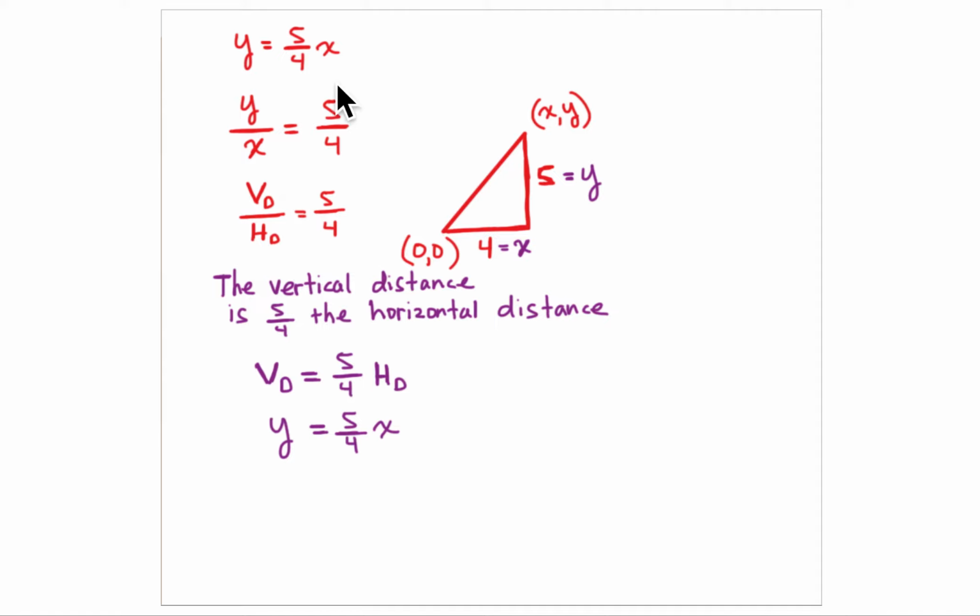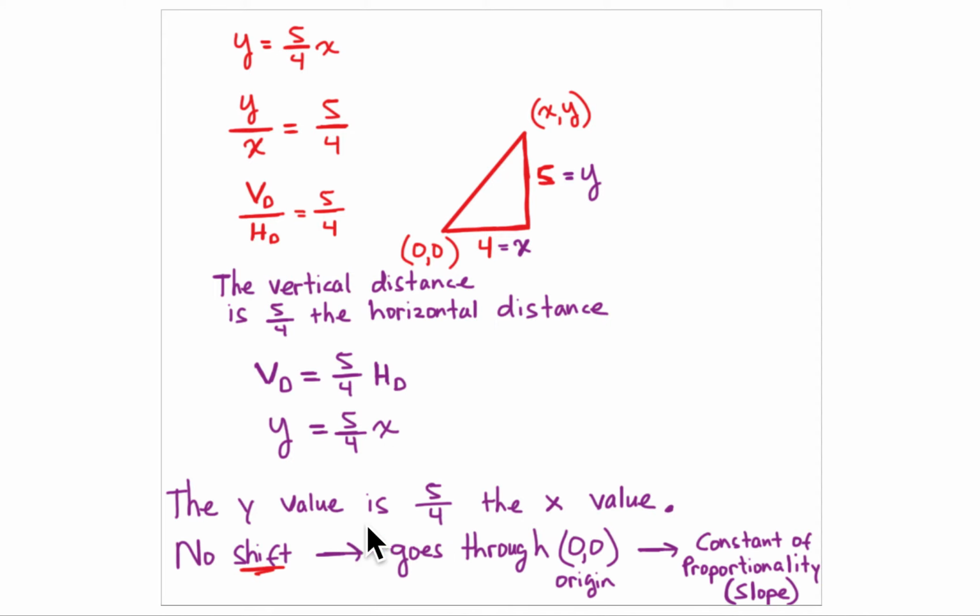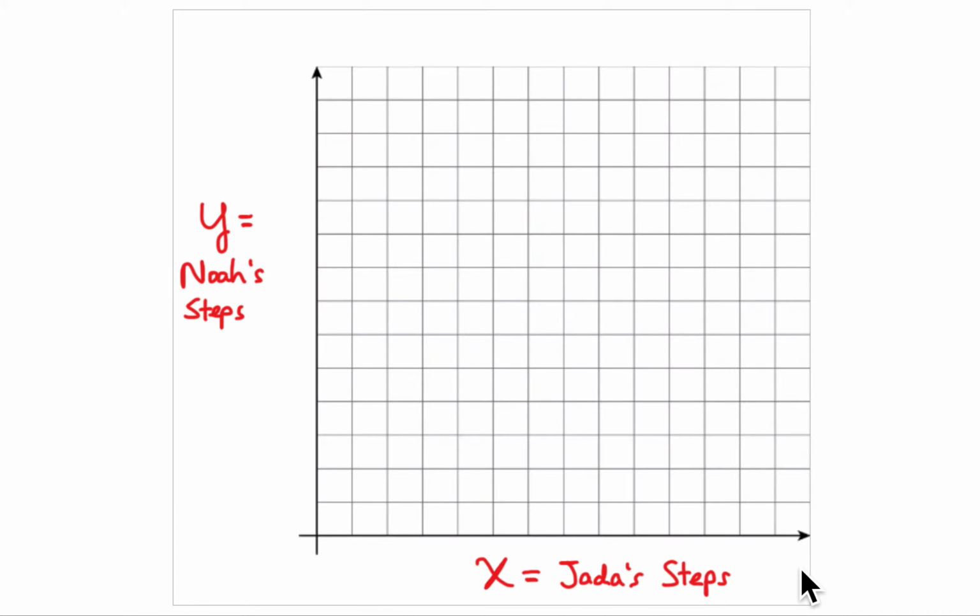It's a different form of this that makes sense, because y is 5/4 of x. So the y value is 5/4 the x value. There's no shift. That's the big deal. That's why it's a proportional relationship. It goes to the origin. So that's why you get this constant of proportionality. The y value over the x value remains constant.